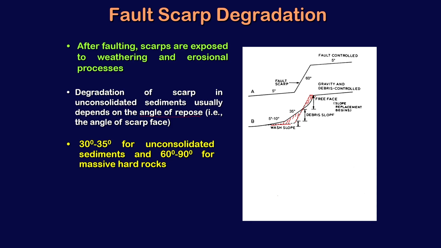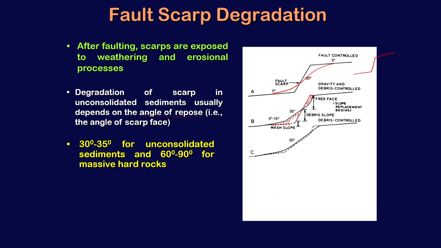So, 30 to 35 degrees for unconsolidated sediments, and that is your free face we are talking about. After erosion it will stabilize somewhere there, but 30 to 35 degrees is for unconsolidated sediments and 60 to 90 degrees for massive hard rock. That means that if you have softer material, then you may expect a scarp like this after degradation, but if you have harder material, then it may stand as it is, up to 60 to 90 degrees.